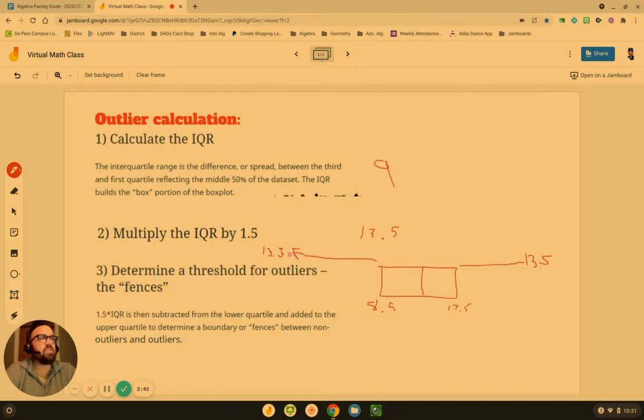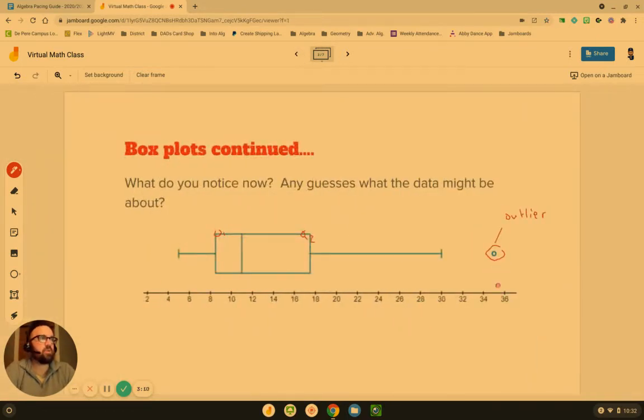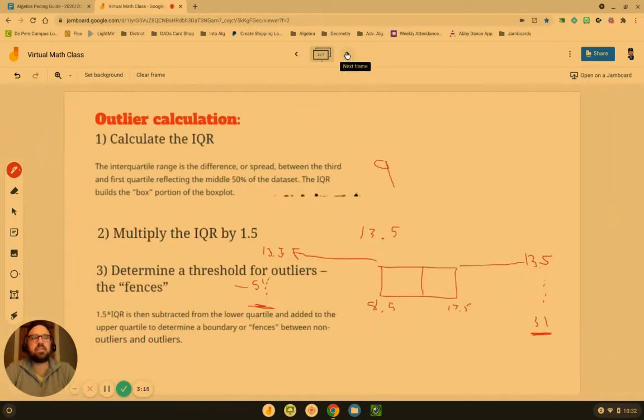Okay, so we go backwards 13.5, which is like -5. So that's one fence out here. It's called a fence. And then we go 17.5 plus 13.5, which is like 31, and we draw another fence. Anything that is outside of 31 or -5, those two fences, if it's outside the two fences, it's an outlier. Which is why, if you look at this point, which is like 35, it's outside of that fence, it is considered an outlier.